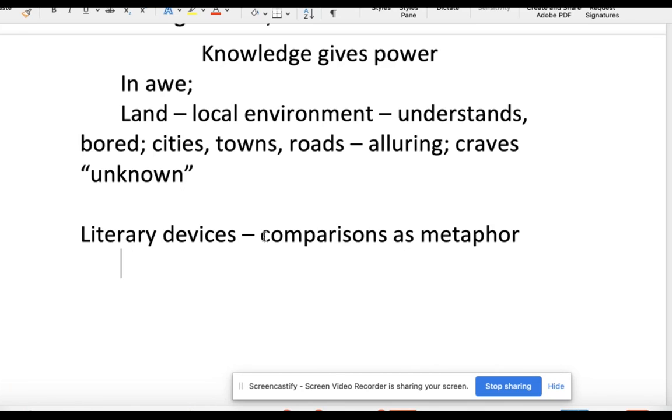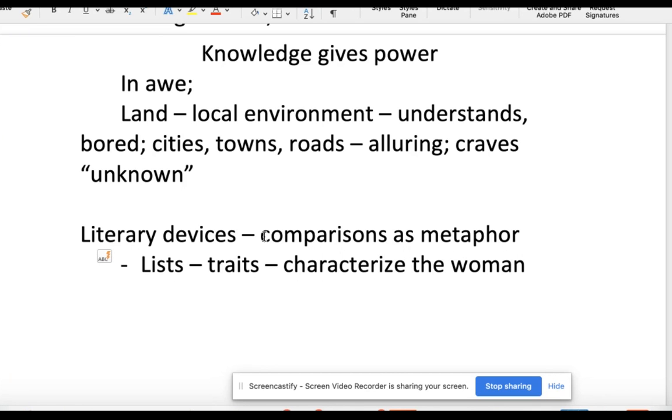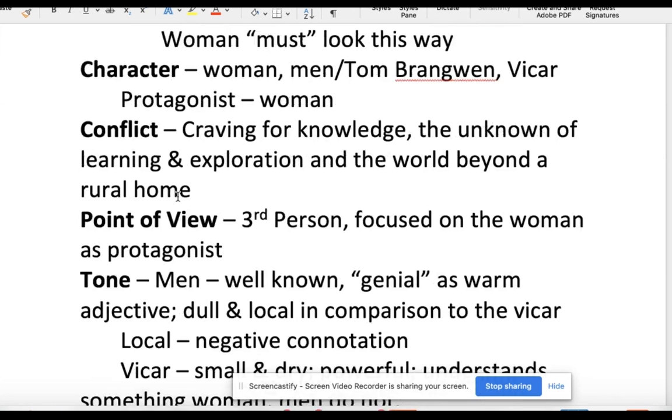Those lists, that listing has some sort of effect. You could describe it as, again, there's a deep knowledge. She's thought about this. She can just list and list and list all these traits. So the lists help characterize the woman as just a verbal device, but that's probably enough.